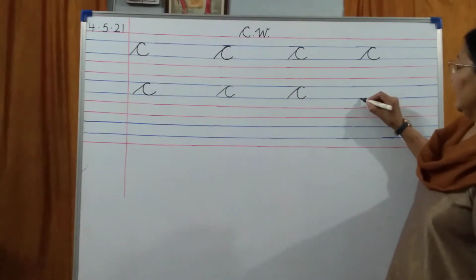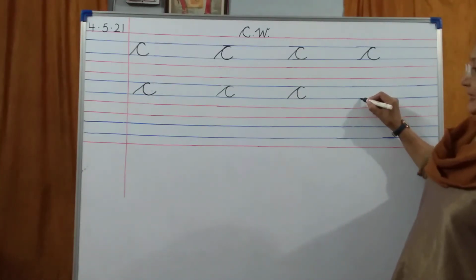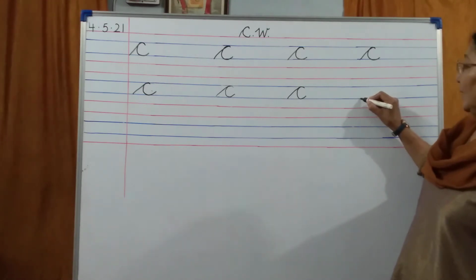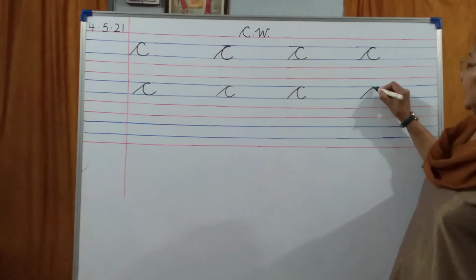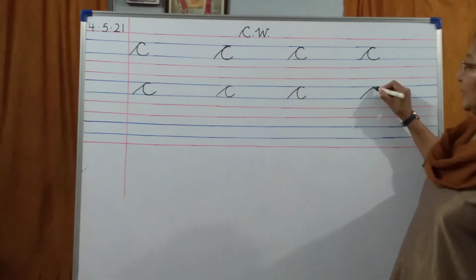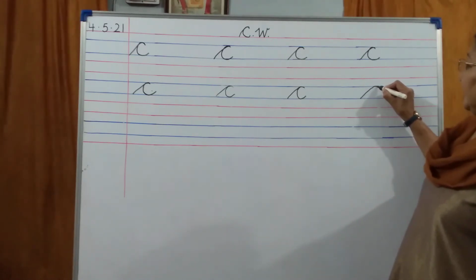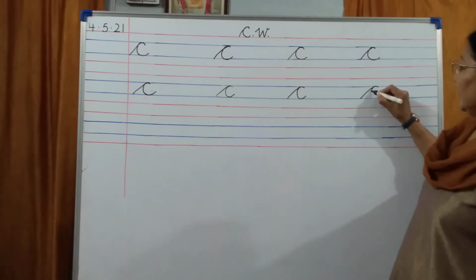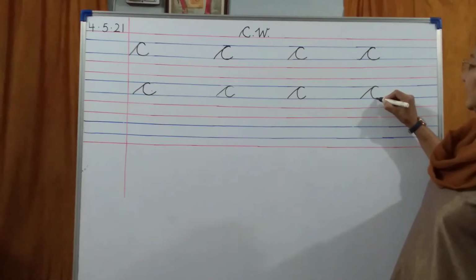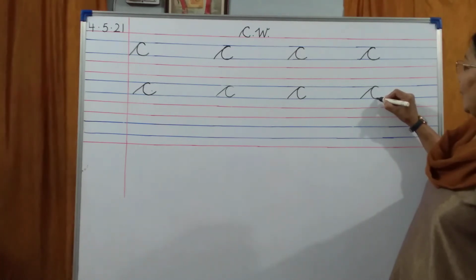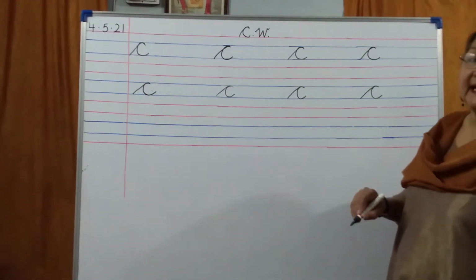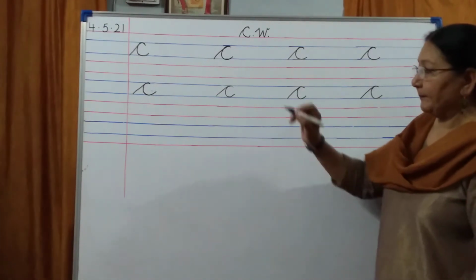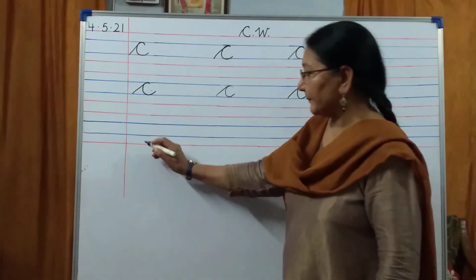Again. Everybody can see? Put your pencil on the lower blue line, slant line to the upper blue line, come in front, bend a little, go back again, make a small curve till the lower blue line and go up a little like this. This is C. What is this? C. Now we will come to the next line.